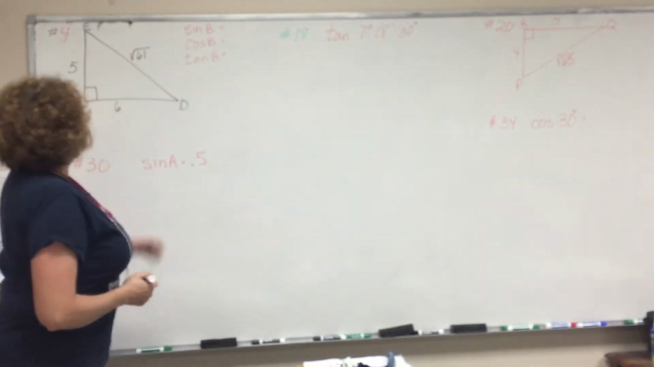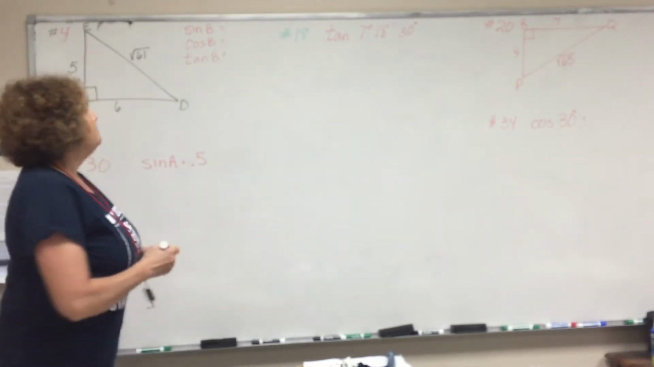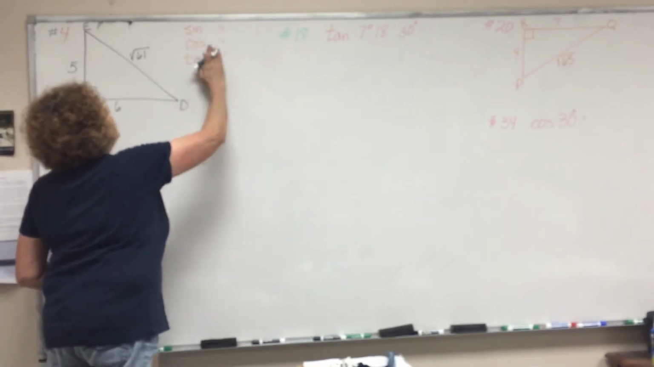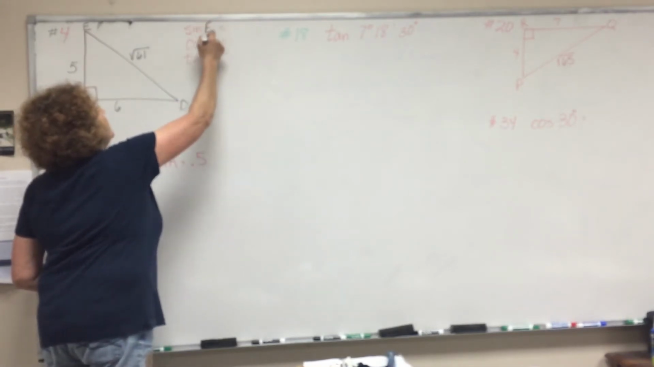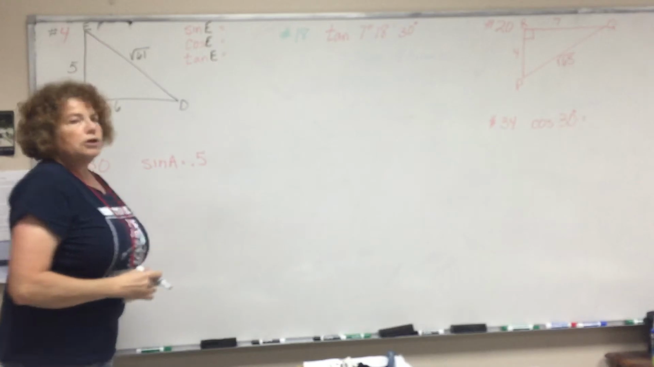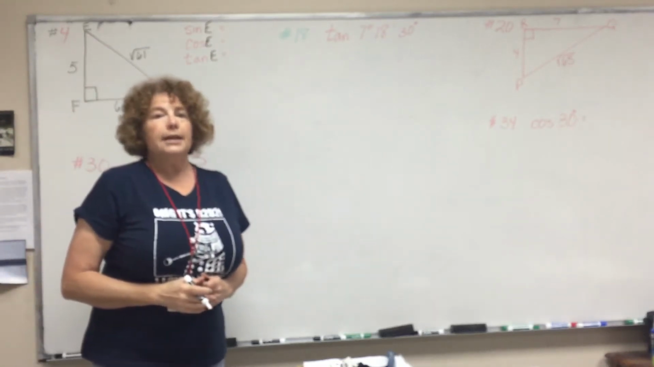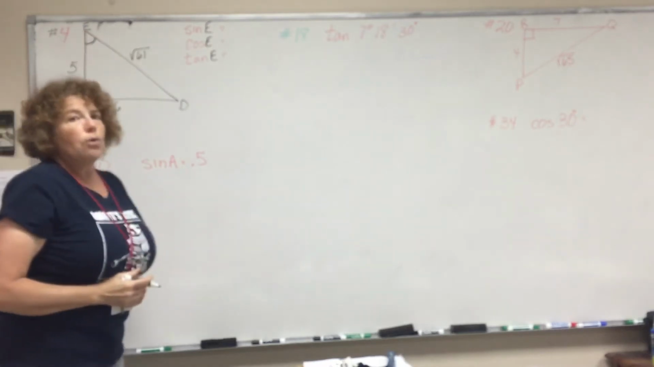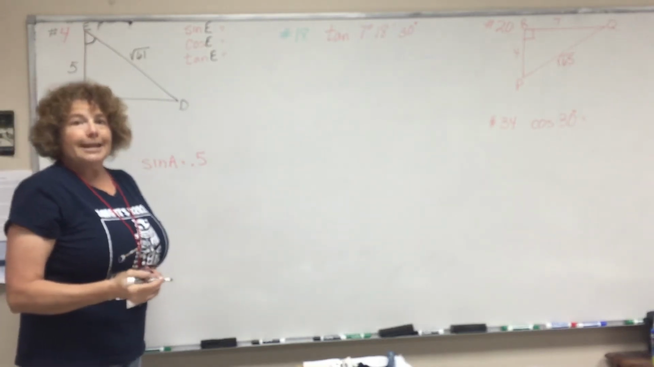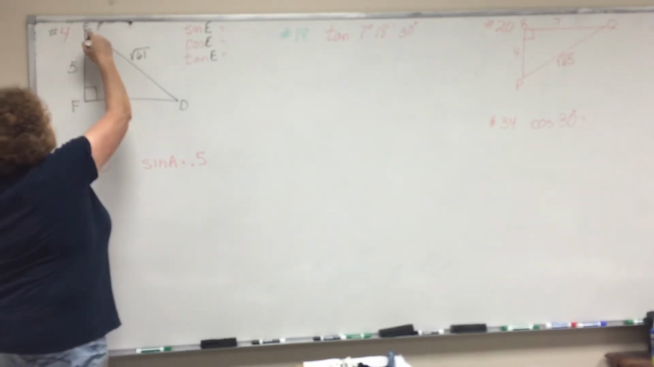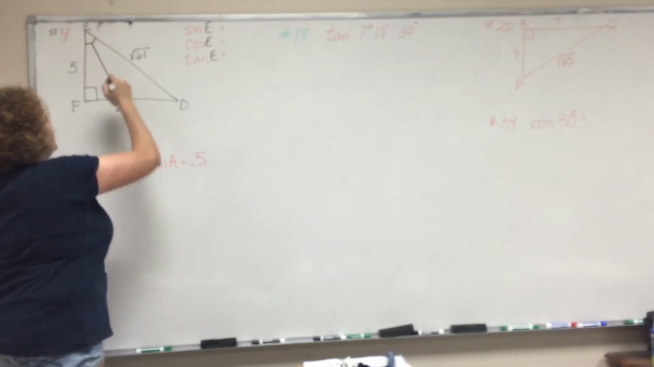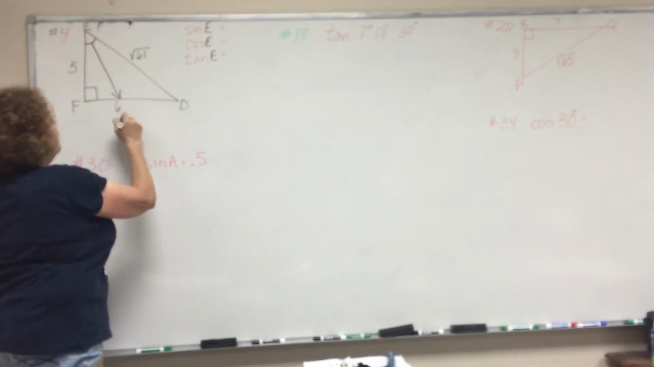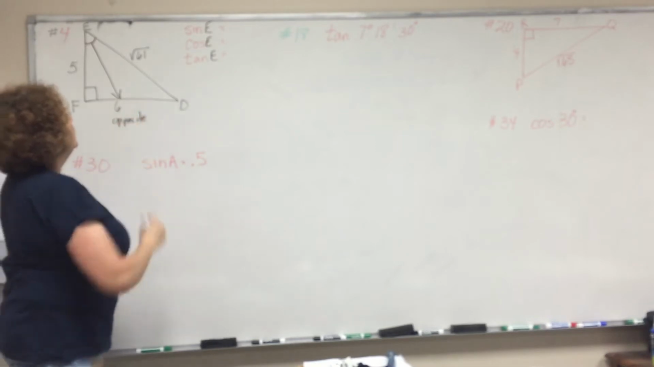All right, this is number 4. This is supposed to be an E. So first let's locate angle E. Angle E is right here. So directly across from angle E is the side opposite. It's like you're shooting an arrow and you're hitting this. So this is the side opposite to E.